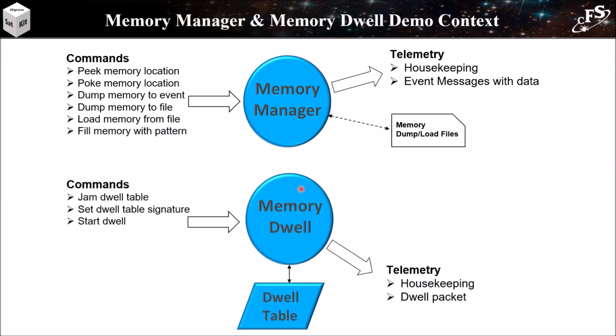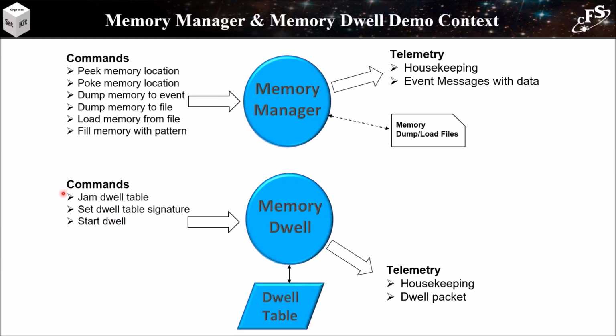Memory Dwell is an app that creates telemetry packets based on packet definitions contained in the Memory Dwell table. These packet definitions specify the memory addresses to be read and the size of the data item being read. The following commands are used in the demo.